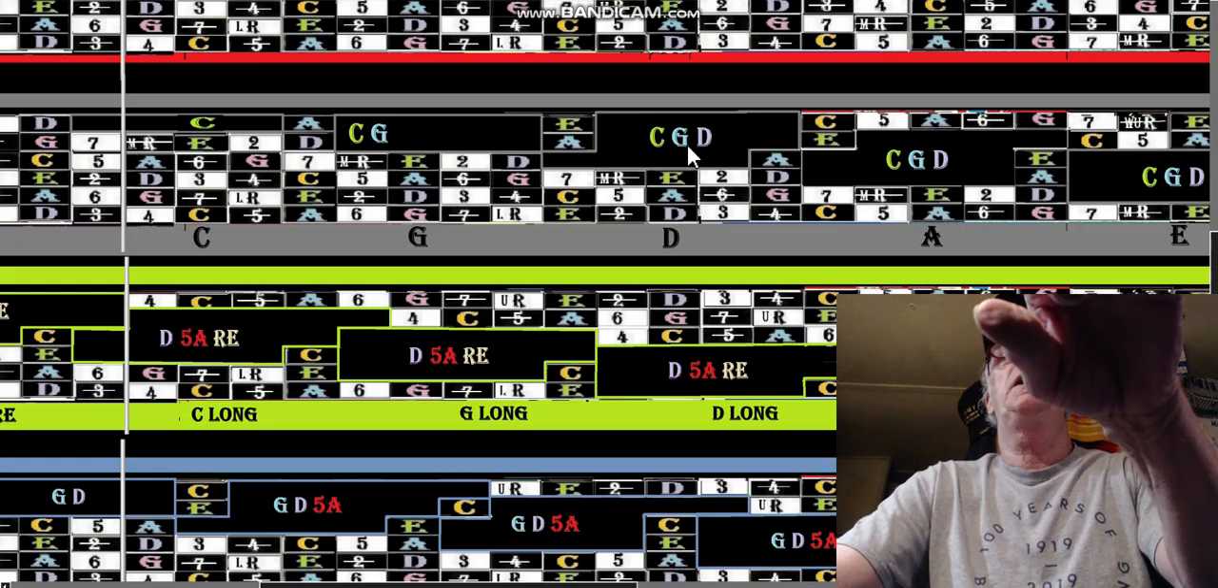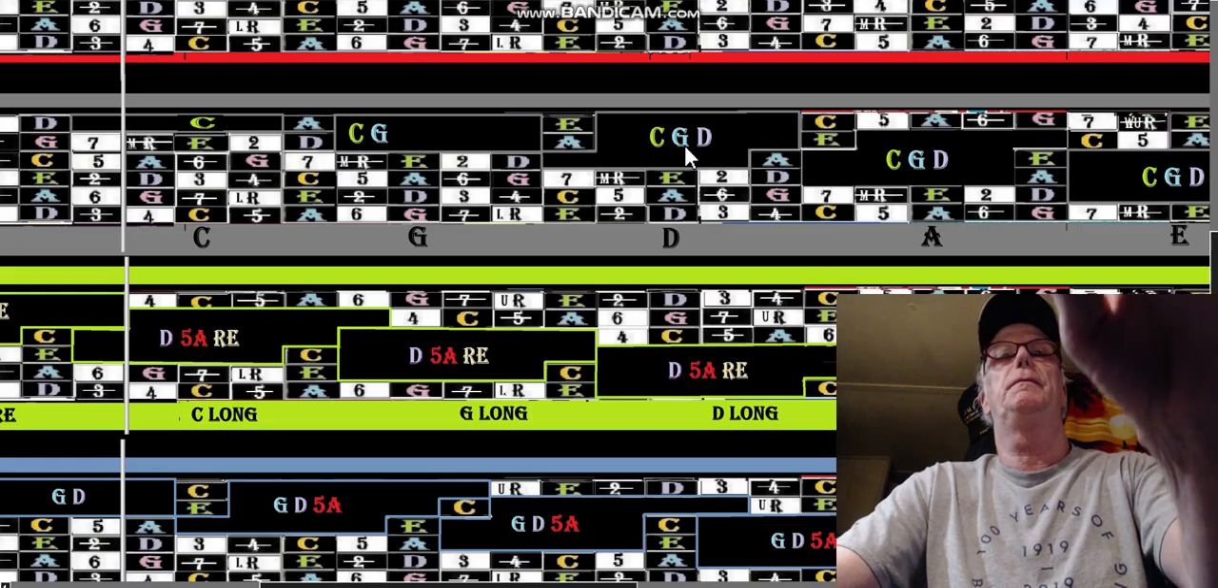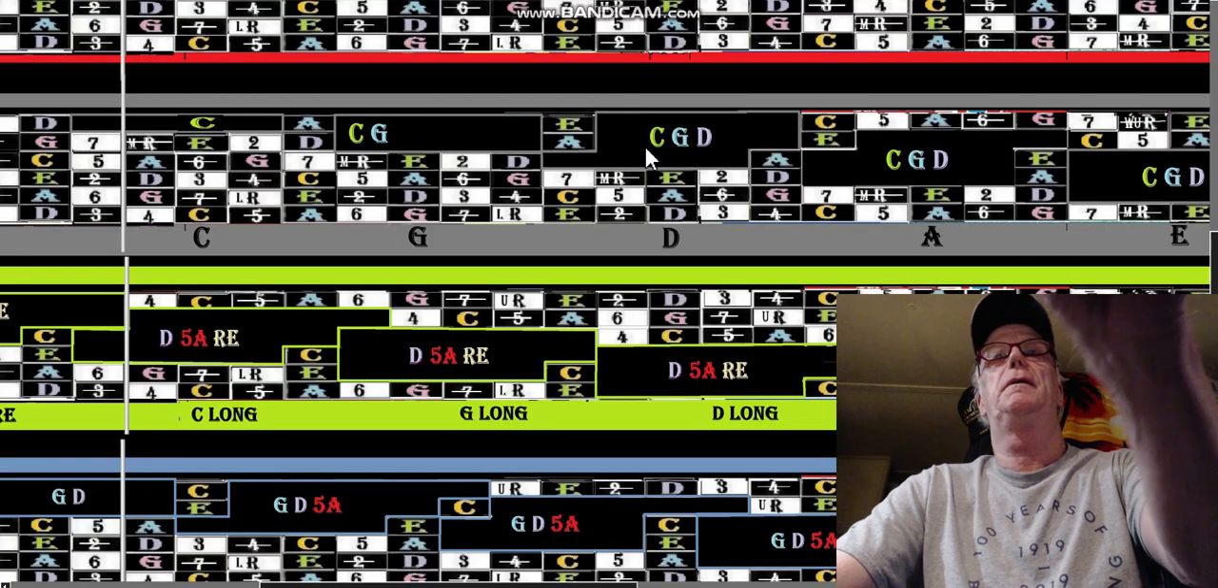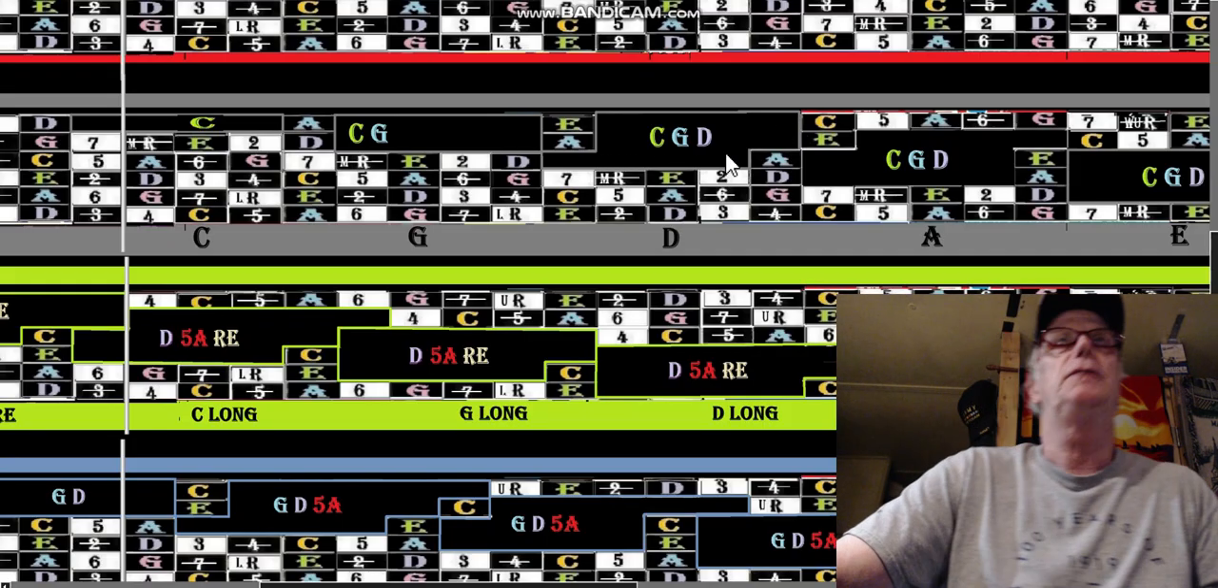C is 3, 4, 5. G is 6, 7 root. Okay, so that's these notes right there. I just played them. Those are the actual notes on the guitar.